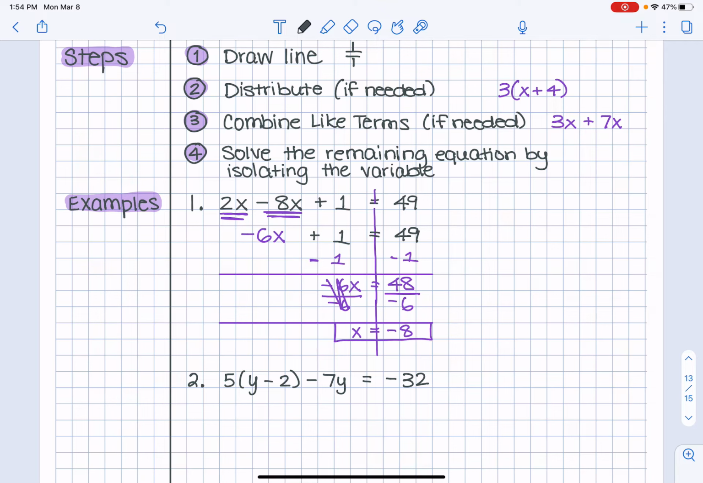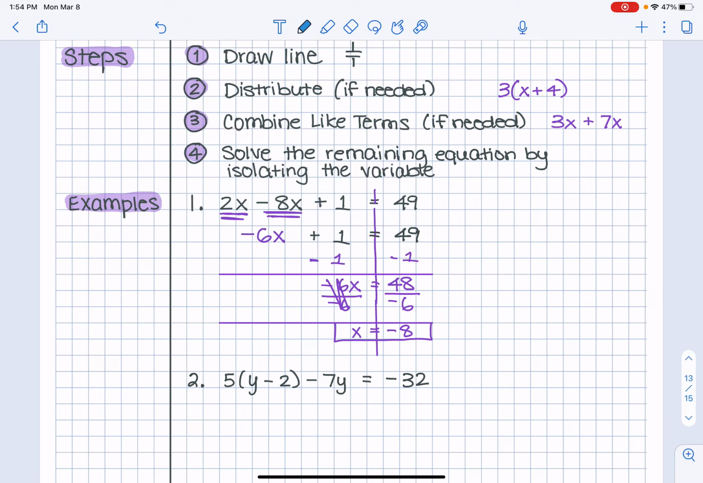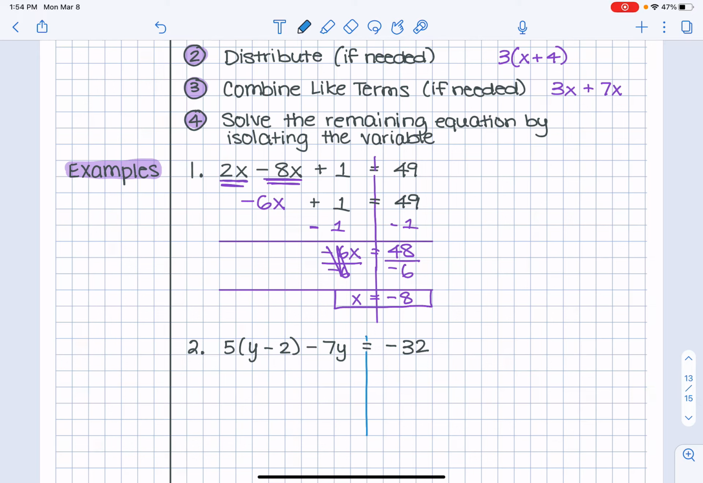All right, so let's go through our steps again. Step number 1, let me do this in another color, let's do blue, is draw my line. Okay, so I'm going to draw my line right here. Okay, that's done. Step number 2 is distribute if needed. I see parentheses right here, so I do need to distribute.